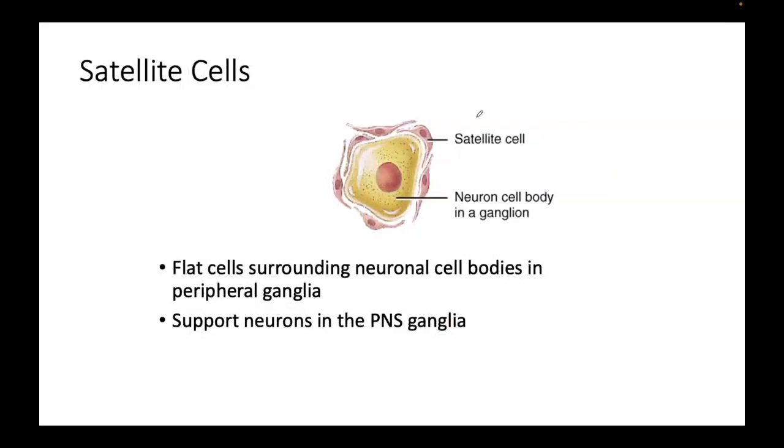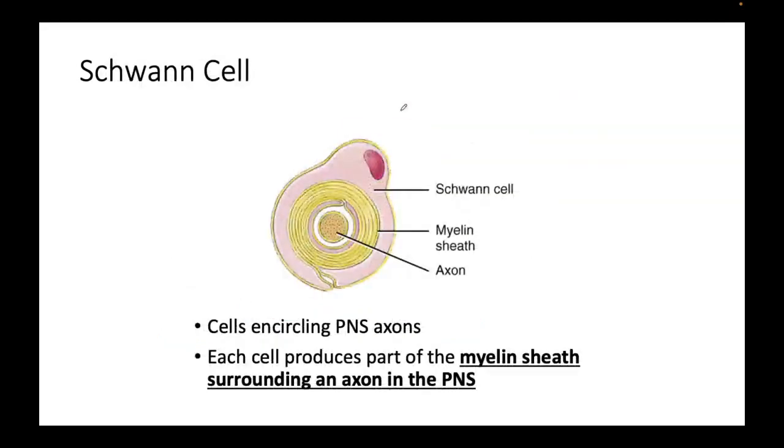Satellite cells, these are just supporting neurons in the peripheral nervous system. Pretty general in function. Schwann cell, that's producing myelin.